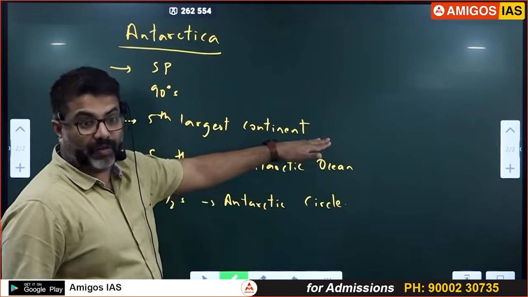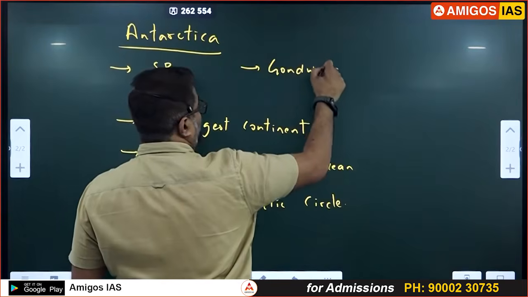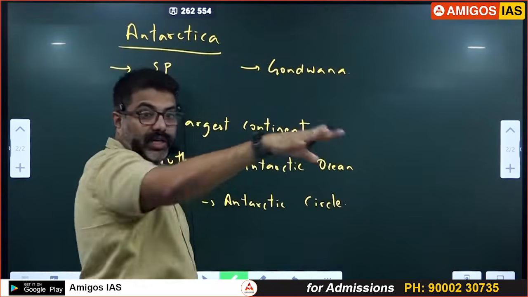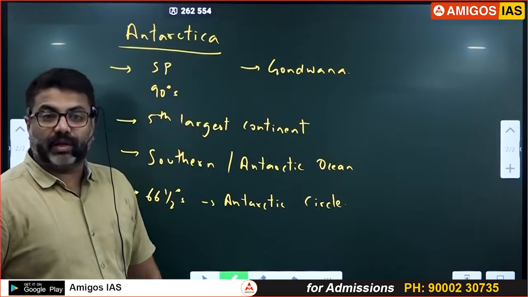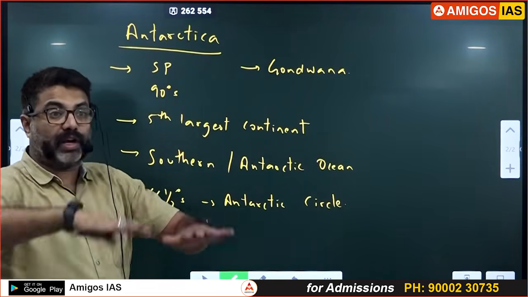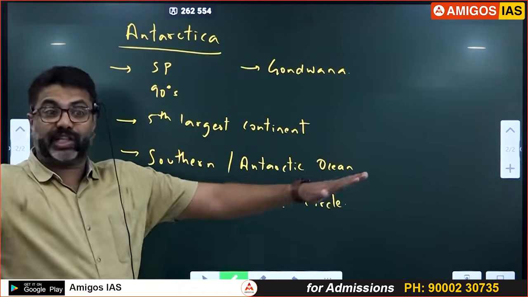It was earlier part of Gondwana land. Please write. Earlier part of the Gondwana. Since then it is there only in that location. Where? In the South Pole. Because of that it has received snowfall year after year. All that snow has accumulated forming a large mass of ice.